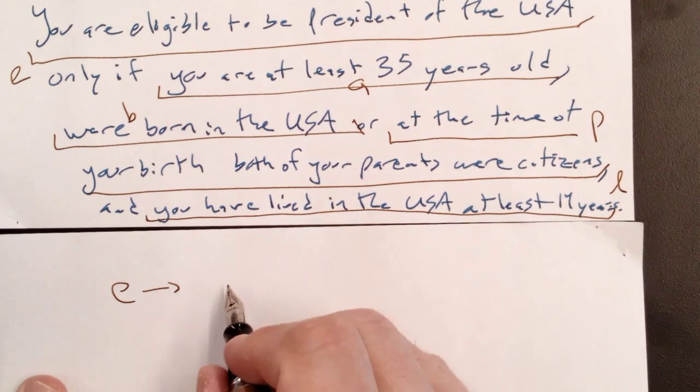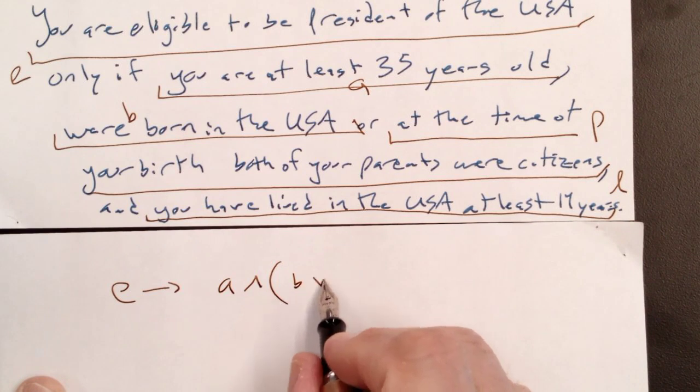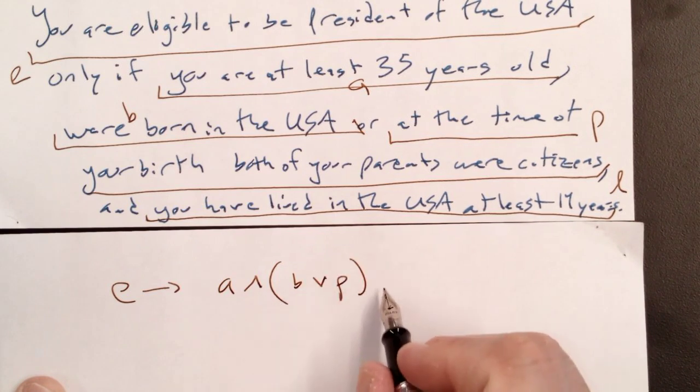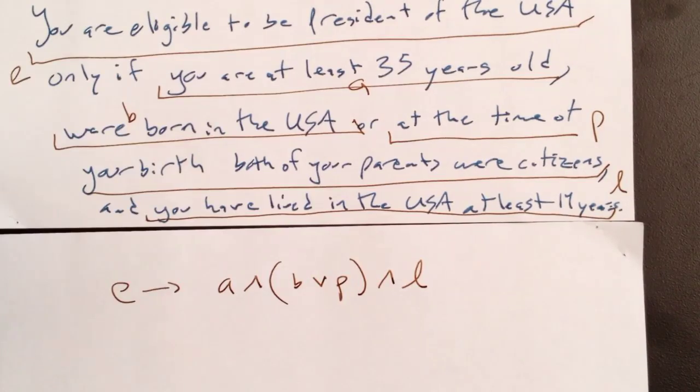A and (B or P) and L. Are the parentheses necessary? Absolutely. Here, order of operations works against us, right? Ands and ors were done in opposite orders. I want to make sure I'm doing the or before the and, not the other way around. So I absolutely need that set of parentheses.